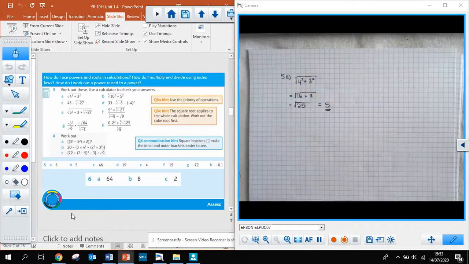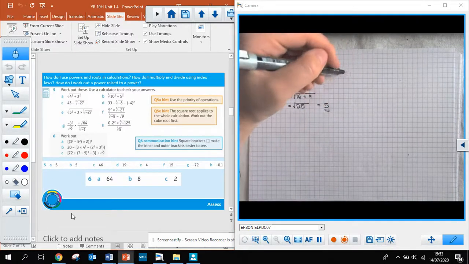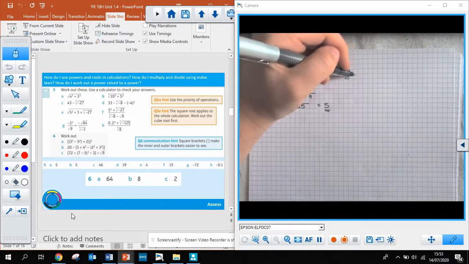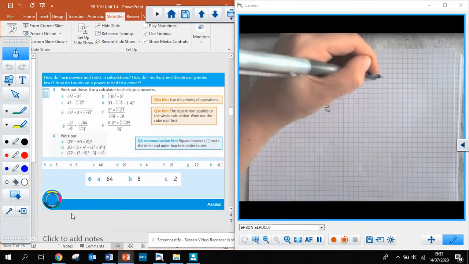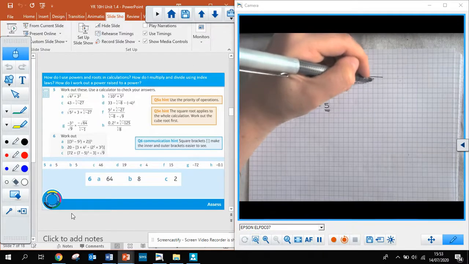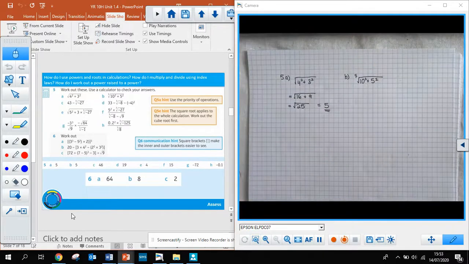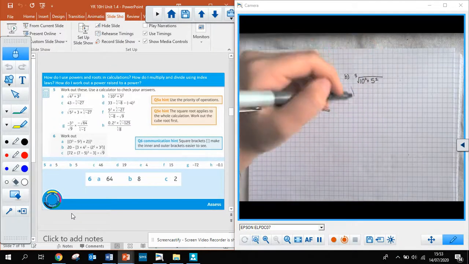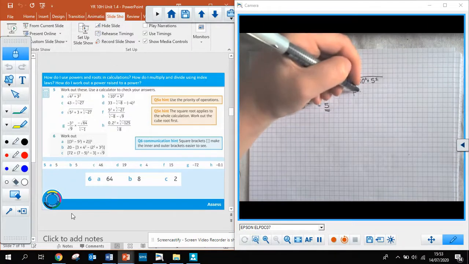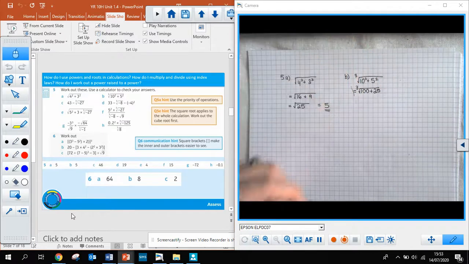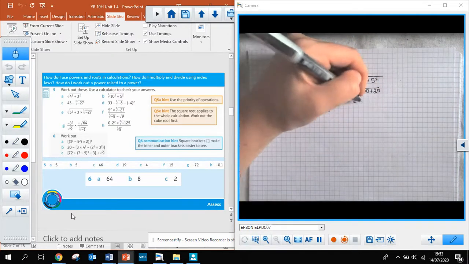That's part A. Part B wants us to find the cube root of 10 squared plus 5 squared. And as with before, we're going to find our squares first, then add, then find the cube root. The 10 squared is 100. 5 squared is 25. So we're actually looking for the cube root of 125.